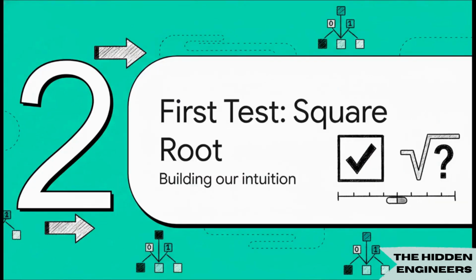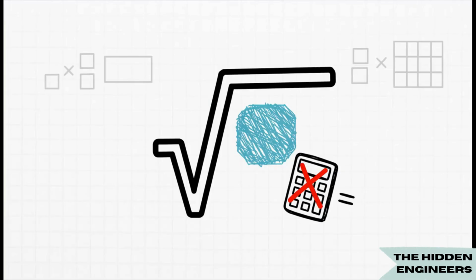Now that we've got the theory down, let's actually put it to the test. We'll start with a pretty straightforward problem, just to build up our intuition and get comfortable with this new way of thinking. So the problem is simple. Find the integer square root of a number, let's say 48, but you're not allowed to use the built-in square root function. Now you could do it the brute force way, check 1 times 1, then 2 times 2, 3 times 3, all the way up. But yeah, we can do way, way better than that.